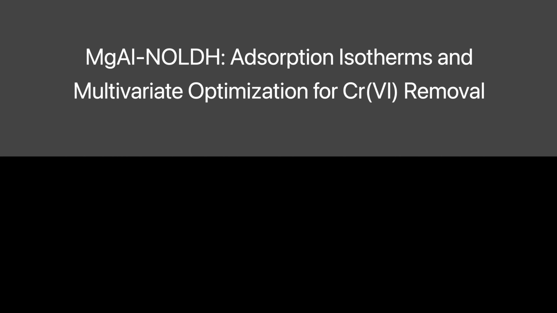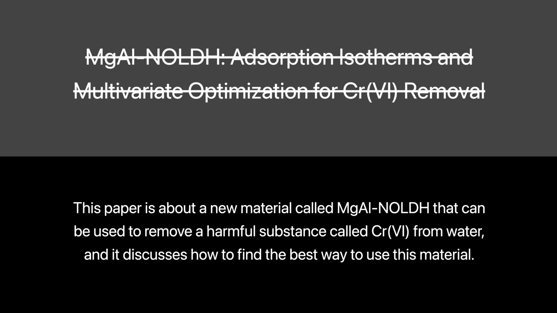When you read this title, you can understand it to mean, in very simple terms, that this paper is about a new material called MgAl-NOLDH that can be used to remove a harmful substance called CR-VI from water, and it discusses how to find the best way to use this material. Let's expand on that a little.